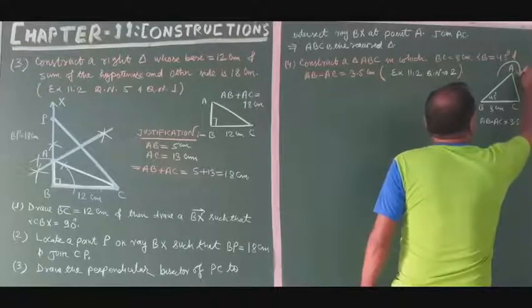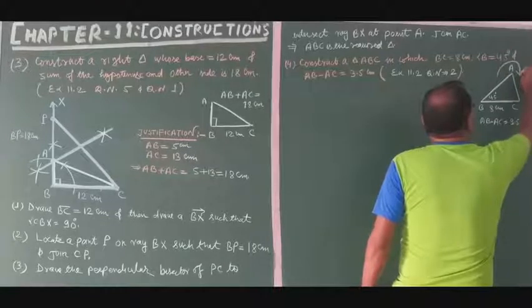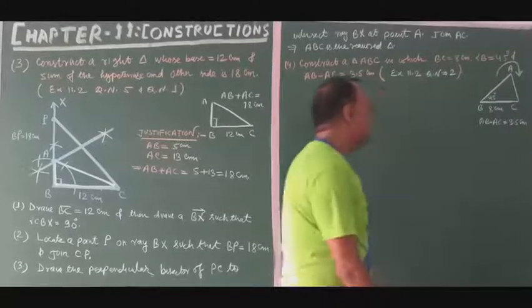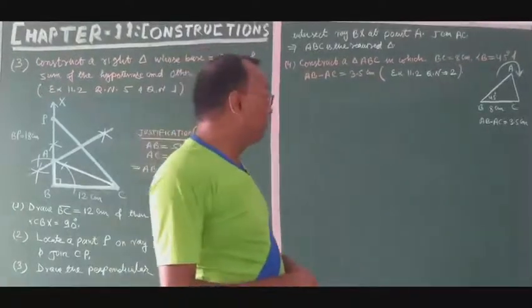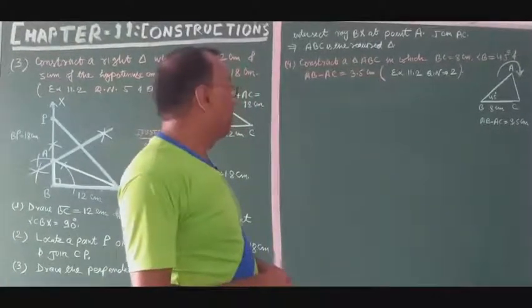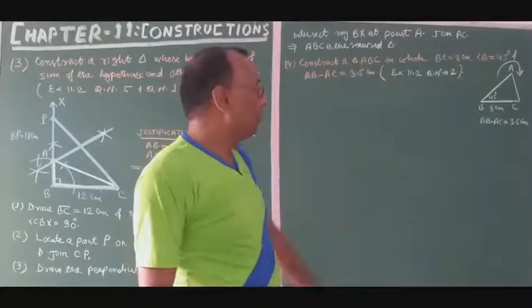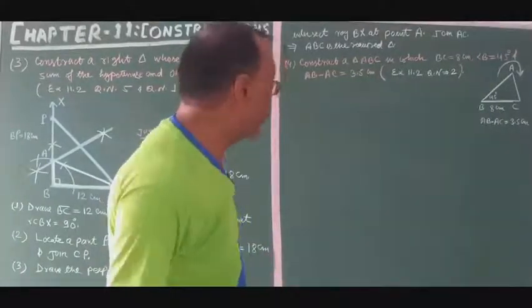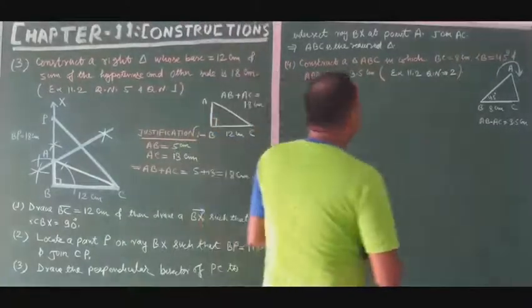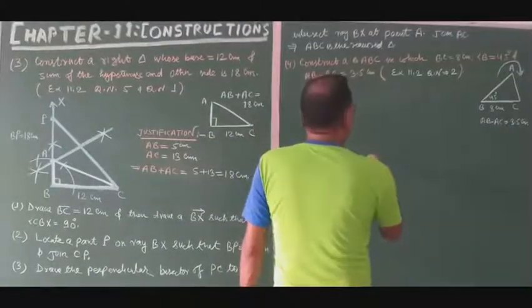And AB minus AC is given 3.5 centimeter. So how will we do this? Just look here. First we will draw this one, the base BC. First thing, we will draw the base BC in this way.